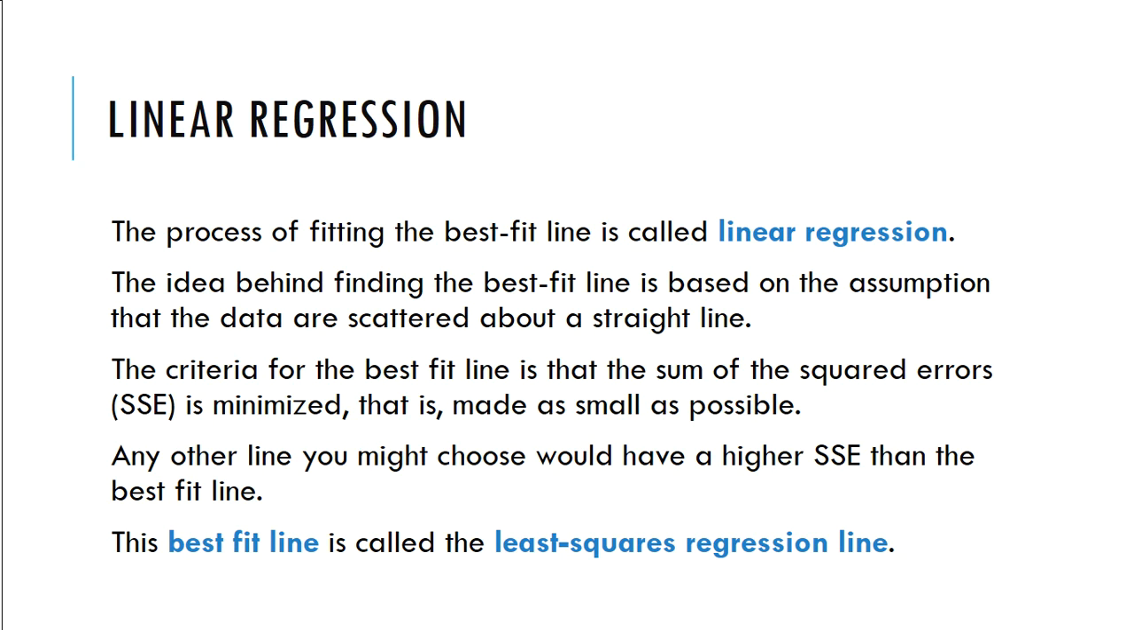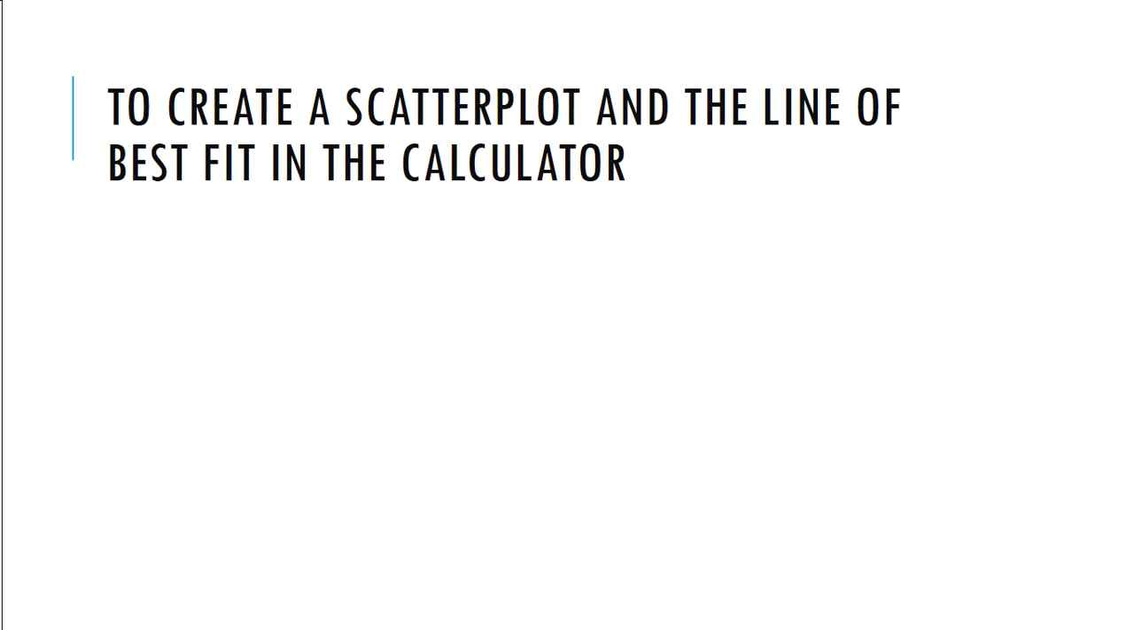The criteria for the best fit line is that the sum of squared errors is minimized, that is, made as small as possible. Any other line you might choose would have a higher SSE than the line of best fit. So again, the best fit line is also called the least squares regression line. And why is that? Because we're trying to minimize the sum of squared errors. Remember that residual, that length, so that more dots fit with smaller amounts.